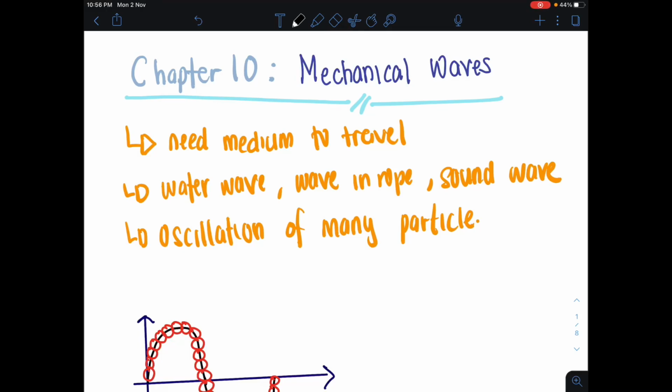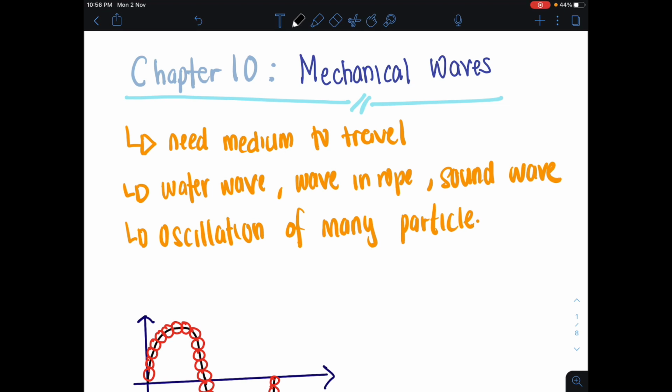So today we will enter a new chapter, mechanical wave. Okay, what is mechanical wave? Mechanical wave is a wave that needs to travel in a medium. Maksudnya, any types of mechanical wave kena ada medium untuk dia travel. The wave must have a medium.